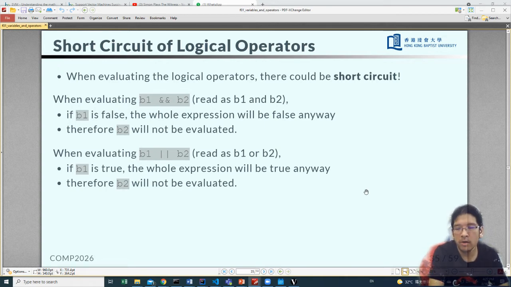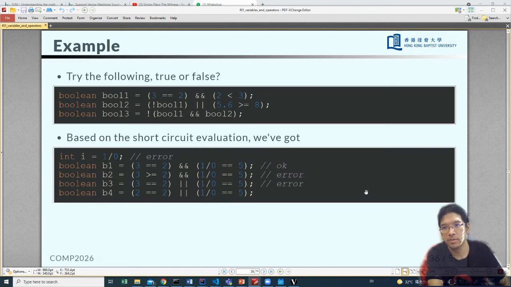In the OR operation, as long as B1 is true, no matter what the value of B2 is, the whole expression will give you true anyway. In this case, we don't evaluate B2 if B1 is true. That is another short circuit. Now, what does this short circuit mean in our programming language? Take a look at this example.